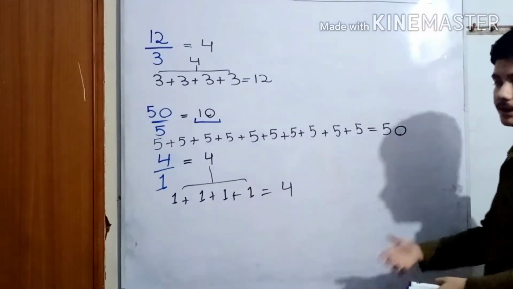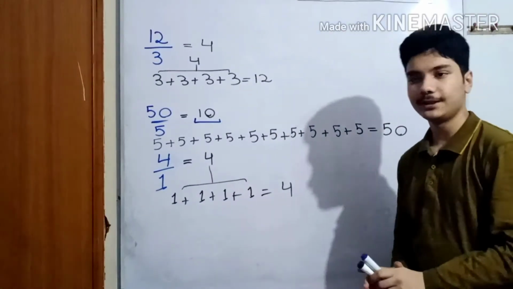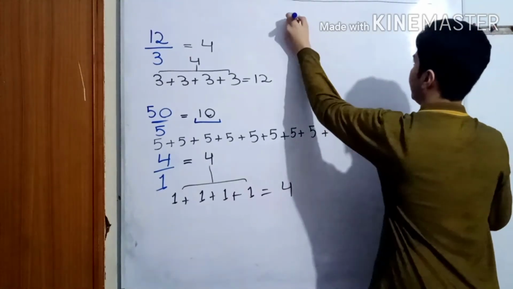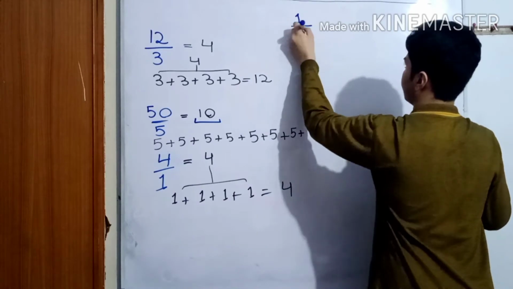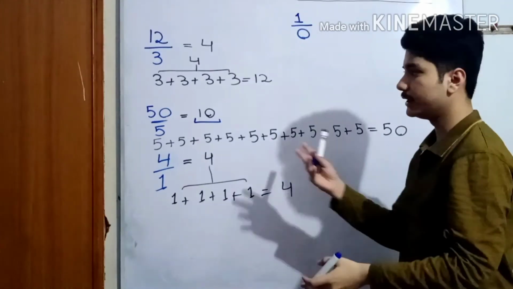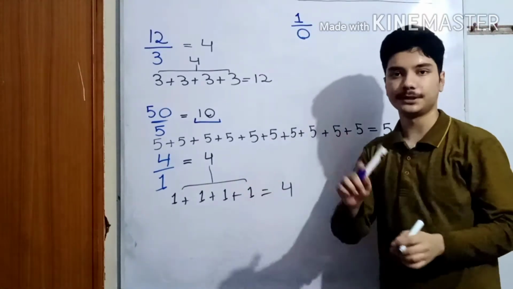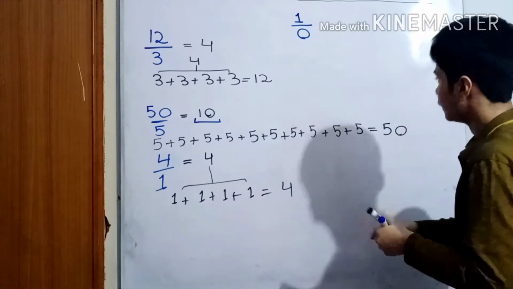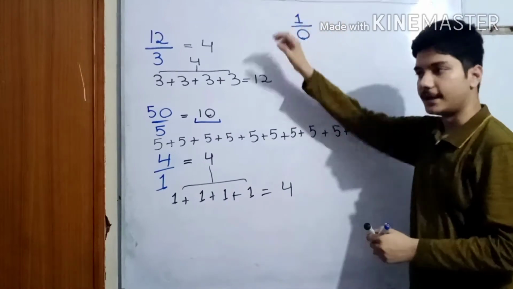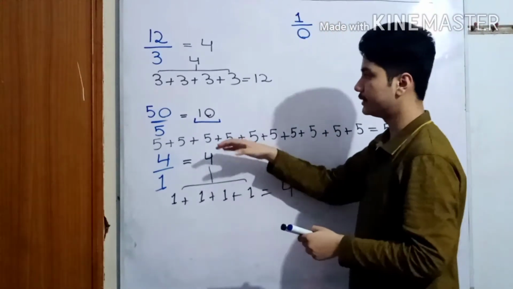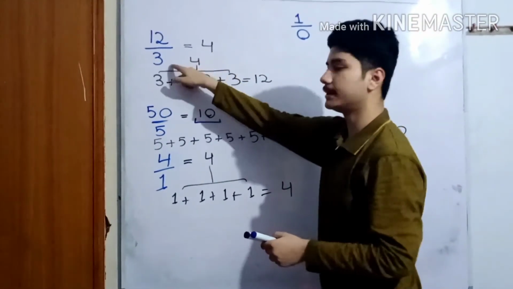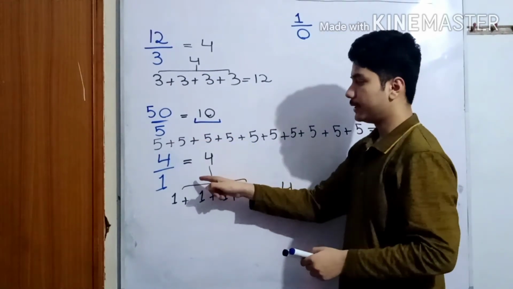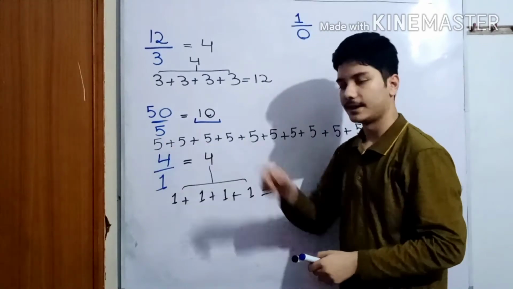Alright, now it's this important topic. What this video is about is when 1 is divided by 0. Actually, you can say 1, you can say 2, you can say any number except 0. 0 is another concept I'm going to tell you about later. As you can see here, you are adding 3 four times, 5 ten times, and 1 four times to get the answer in the numerator.